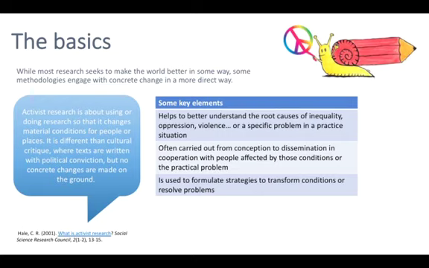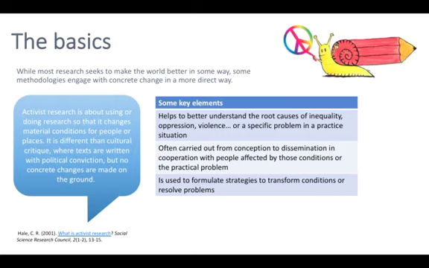Activist research is about actually trying to change the material conditions for people or particular places. And it goes one step further than, say, cultural critique, which is research with kind of a political conviction, but actually doesn't deliver changes directly. And that's a view of activist research which comes from Charles Hale, which I think is very useful.